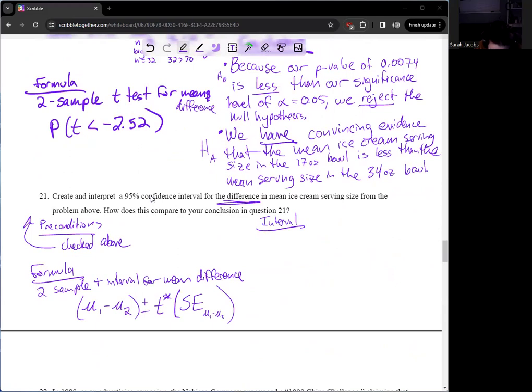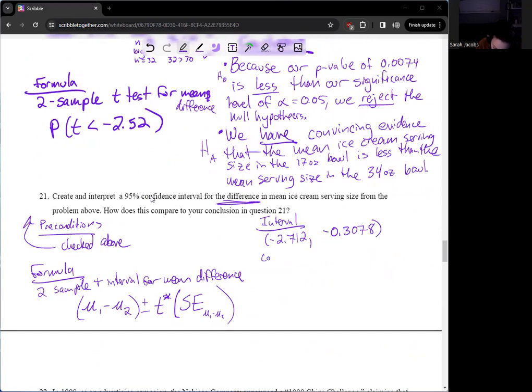When we calculate this interval, we get negative 2.712 to negative 0.3078. Why did that go to more decimal places? That's interesting.